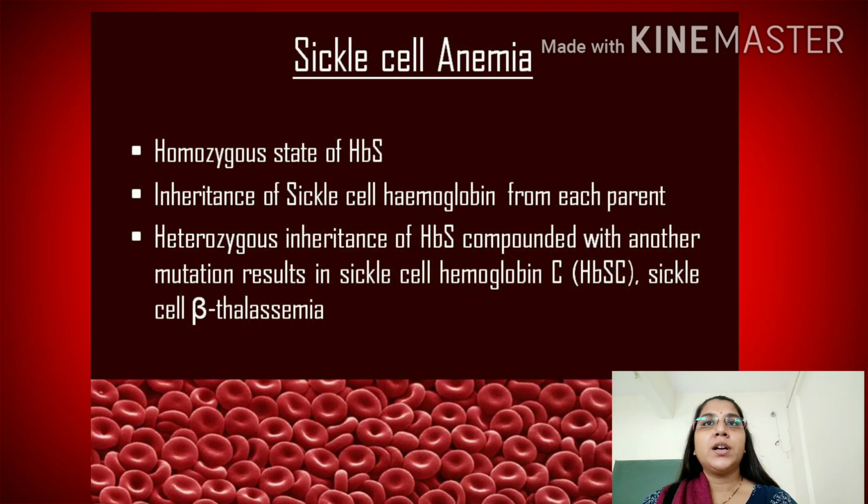Sickle hemoglobin is inherited from each parent. In trait, it is from only one parent. Trait means heterozygous, meaning only one parent is carrying it. But homozygous means inheritance is from each parent. In heterozygous inheritance, HbS can be compounded with another mutation also, in which they can have sickle cell hemoglobin C disease, sickle cell beta thalassemia, like that in the hetero compounded one. But sickle cell anemia is the homozygous state of HbS, meaning inheritance comes from each parent.